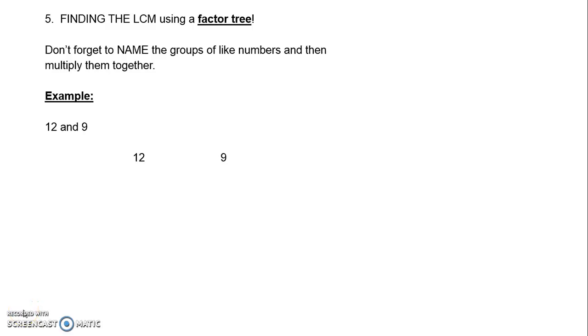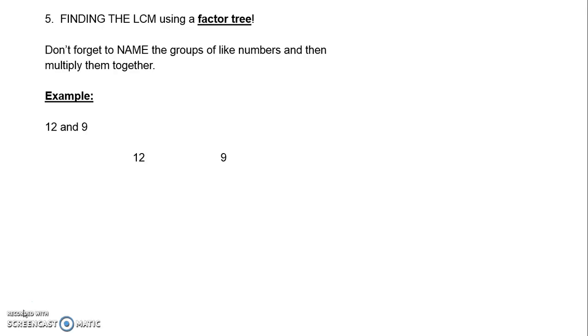This video is to help you with number 5 on CR Helper number 22. And the hint that Mrs. Connor gives is finding the LCM, or least common multiple, using a factor tree. Says don't forget to name the groups of like numbers and then multiply them together. So she gives you an example.